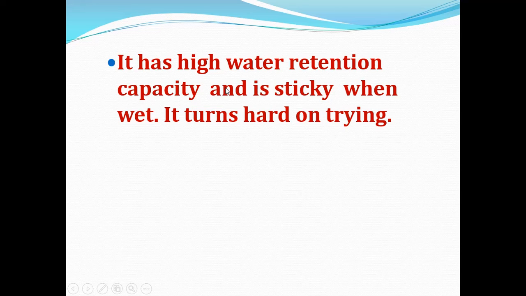So it has high water holding capacity and is sticky when wet. It turns hard while drying.